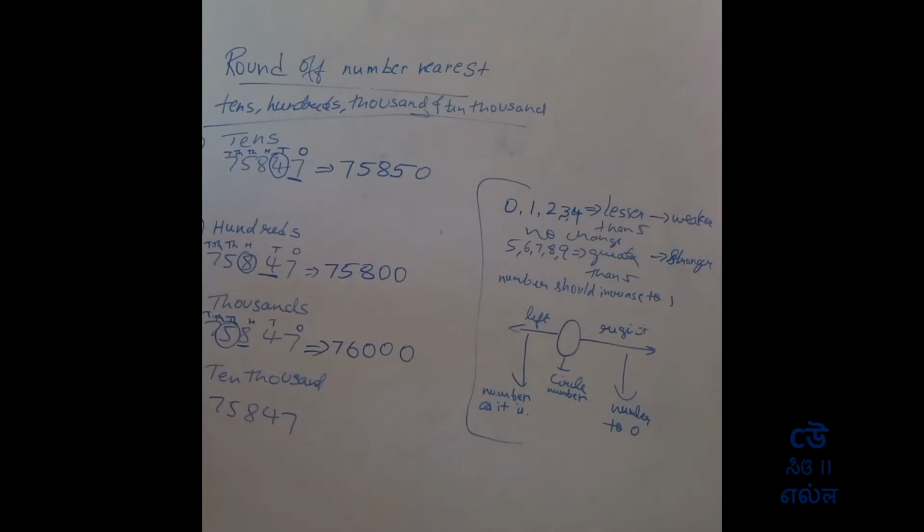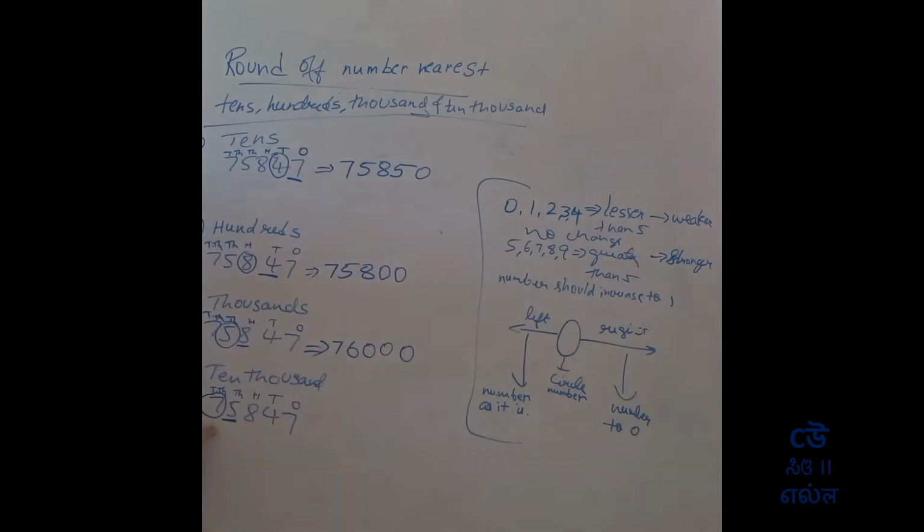Next, they have given 10,000. Round off to 10,000. So first write the ones place, tens place, hundreds, thousand and 10,000. Okay. Next, as they have asked for 10,000, you circle the 10,000 place value and consider the right side of the circled number. So 5 we have. 5 is a stronger number.